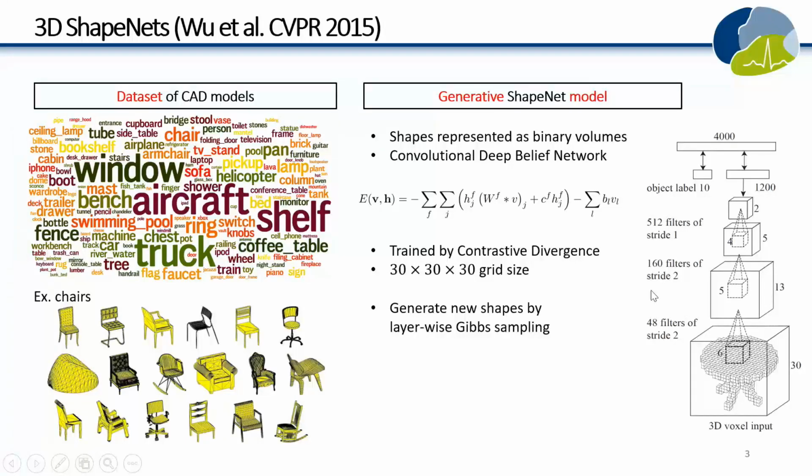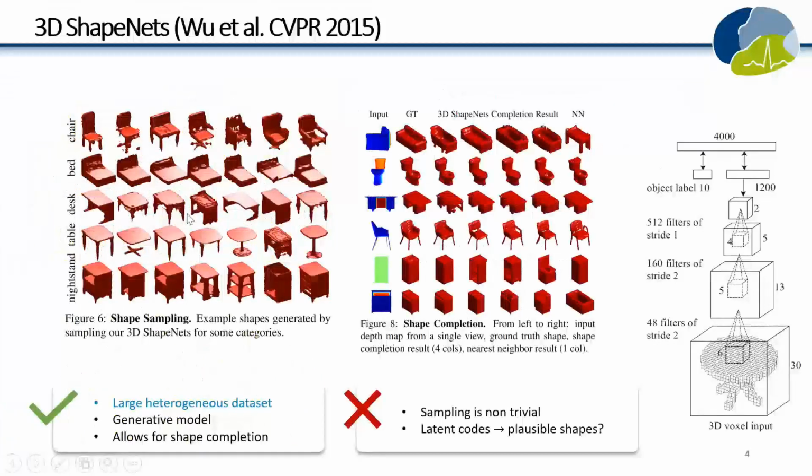I'll skip the details. What's nice about this architecture is that it makes it relatively easy to sample new examples once you've trained the model. Conditioned on a given layer, it's relatively easy to sample from the layer below or above. So you can generate new shapes by deep sampling. That's what they show in the paper. Here on the left side, you have different generated samples for different classes. I'll leave the more quantitative details for the paper itself.